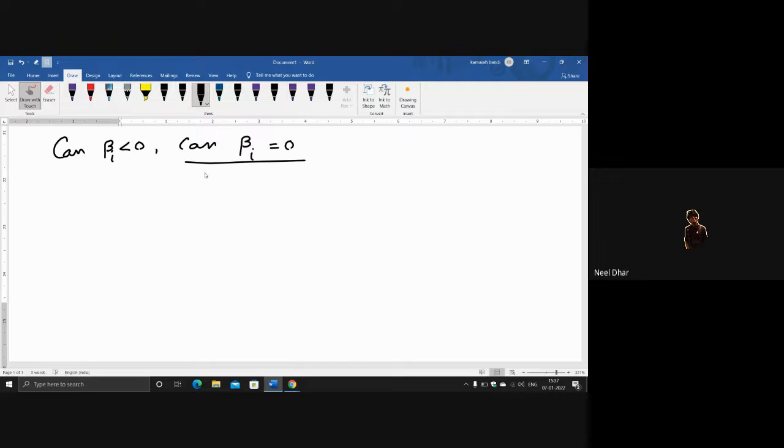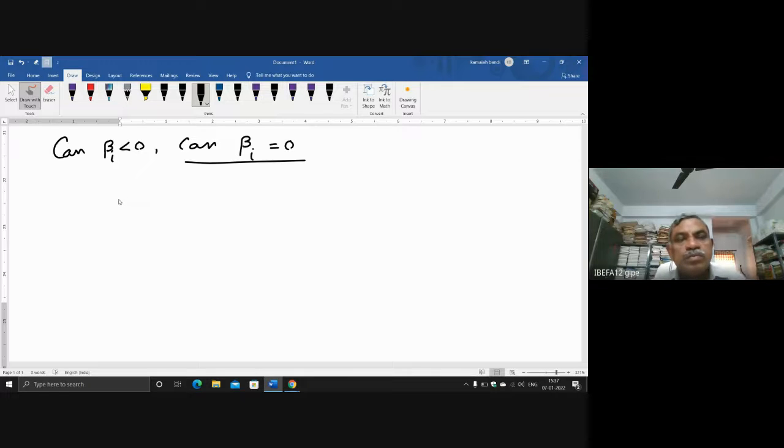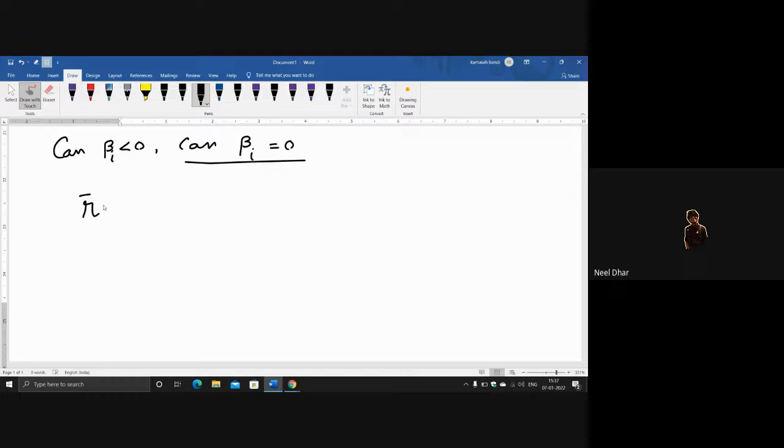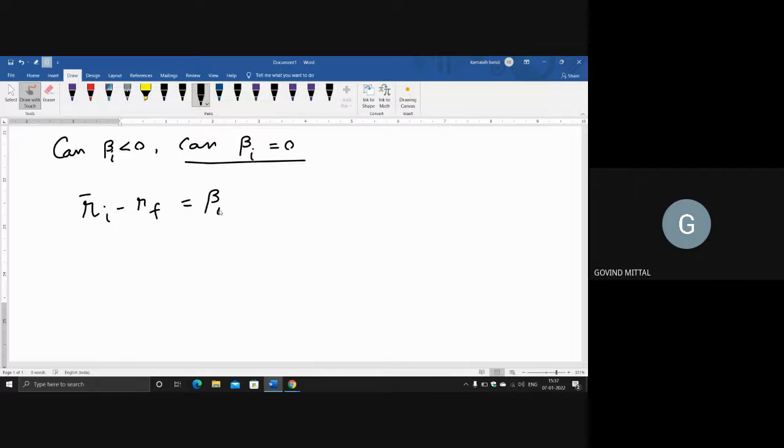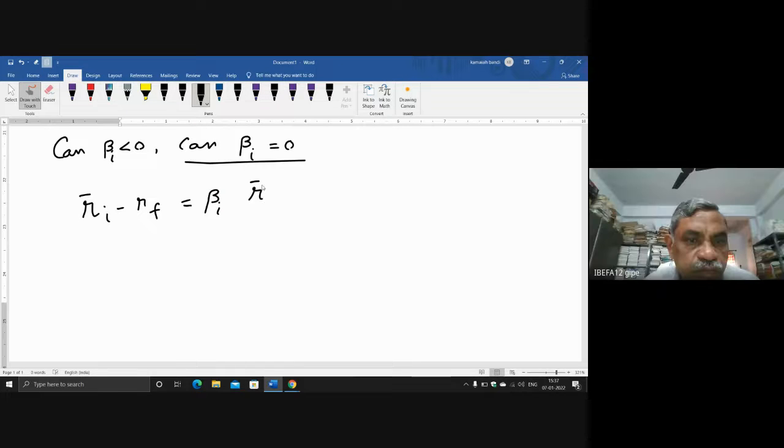Basically, the fund or the asset is following the market very well. No, no. Recollect the formula. The beta will be 1 when the asset is following the market exactly, right? Suppose beta equal to 0, then the right hand side is 0. Right hand side is 0, then R bar I equals RF.